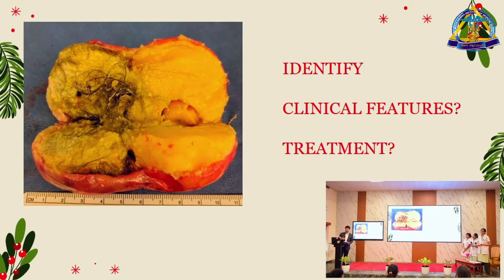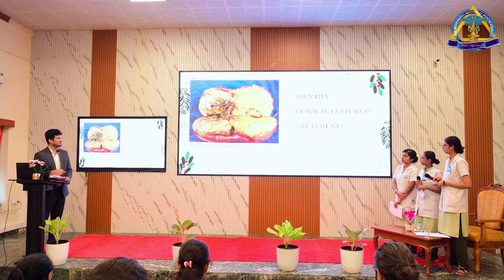Identify this specimen. What is this? How do you identify it? Everyone will identify this. And what are the clinical features they present? Women present with abdominal pain. Then what is the treatment? It depends upon the age group. If they are young women, then we do only hysterectomy. If they are menopausal or perimenopausal, then we will remove the ovary also.